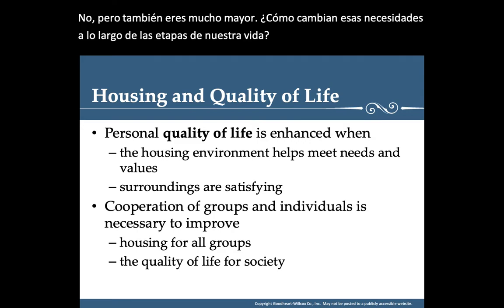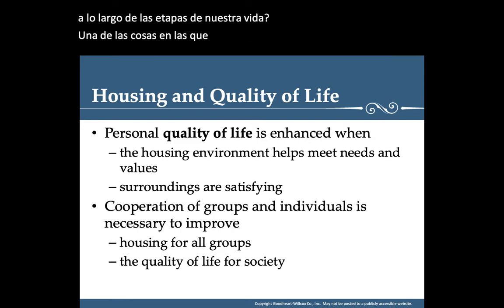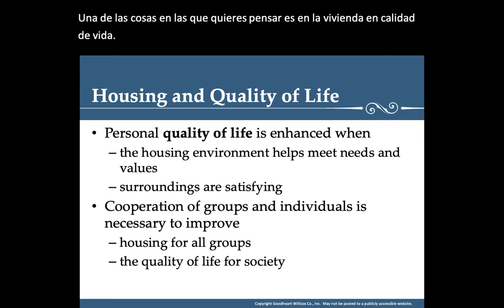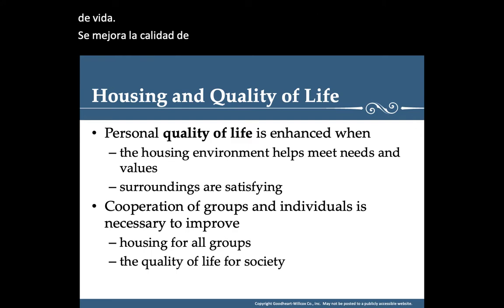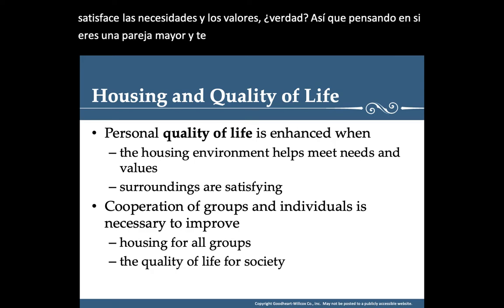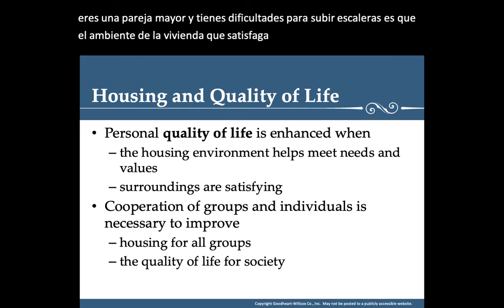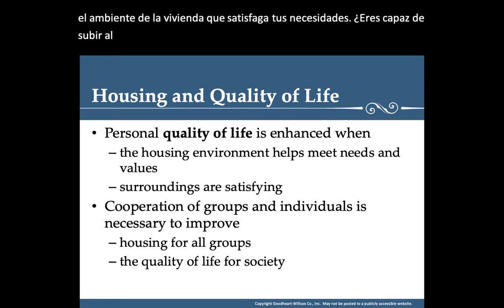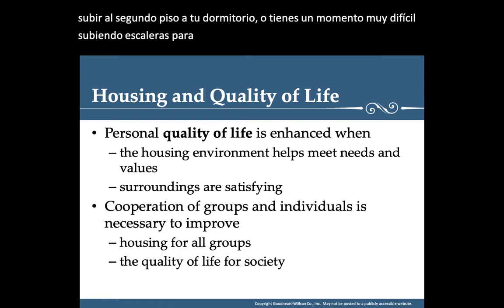One of the things you want to think about is housing and quality of life. Personal quality of life is enhanced when the housing environment meets the needs and values. So if you're an older couple and you have a hard time walking upstairs, is that housing environment meeting your needs? Are you able to get up to the 2nd floor to your bedroom, or do you have a very difficult time climbing upstairs? So that need may change, and you need to make sure that your surroundings are satisfying.